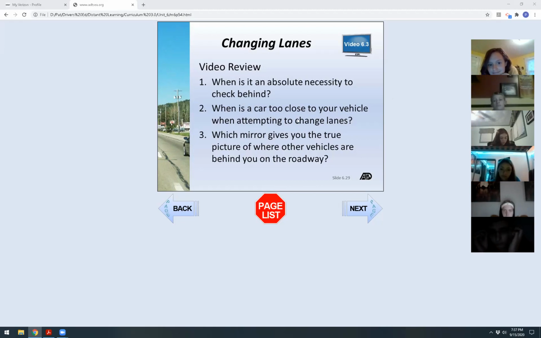When is a car too close to your vehicle when attempting to change lanes? This really depends on the situation. If there was just one straight answer, I'd give it to you. I think in the video, they basically say, if you can see them in your mirror, they're too close, which is a good rule of thumb. But that doesn't really take into account city driving where people are going at like 10 miles per hour, slow traffic, a gap opens up, and you can move into it. So it really is going to depend on your speed.